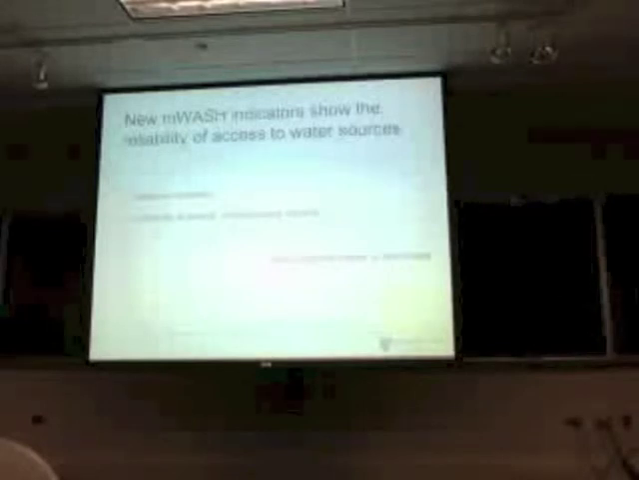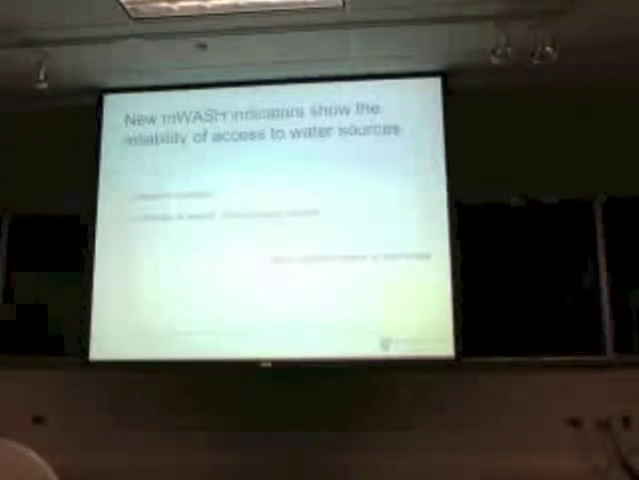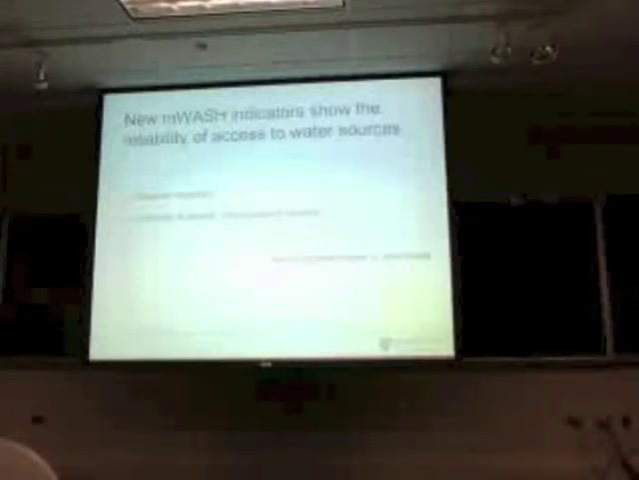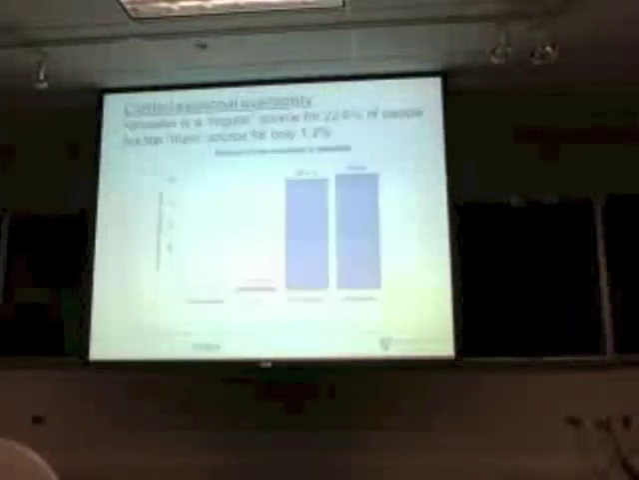So these new mWASH indicators talked about multiple water sources, and we talked also about the reliability of these sources, and that's what I'm going to show you right now. There's two ways in which water sources can be unreliable. So one is that it is only seasonally available, and the other is that on any given day, it may or may not be working like you expect it to be. So I'm going to show you two examples in the next slides. Okay.